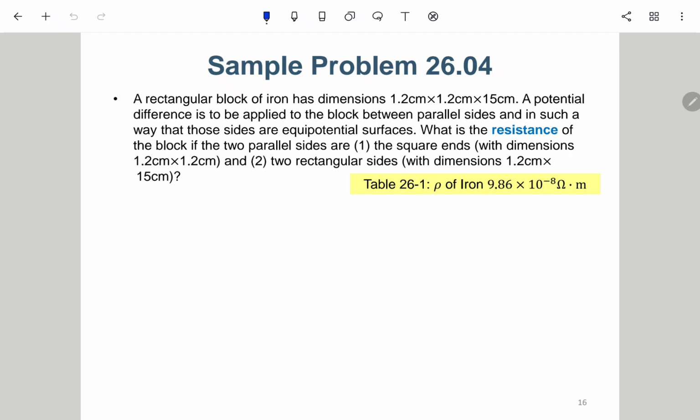Okay, so here we have a sample problem. It says a rectangular block of iron has dimensions 1.2 times 1.2 times 15 centimeters cubed.